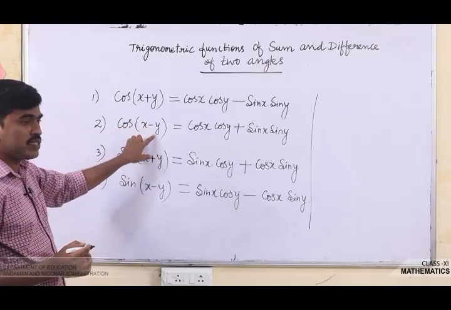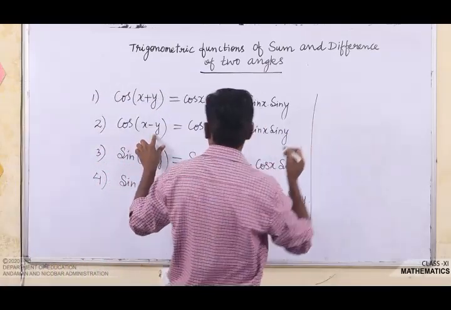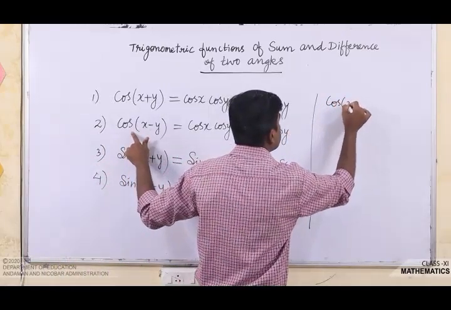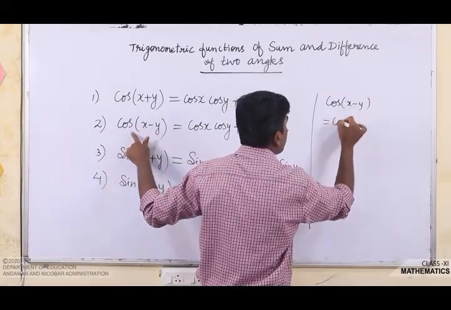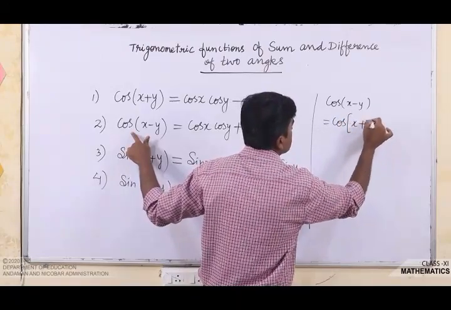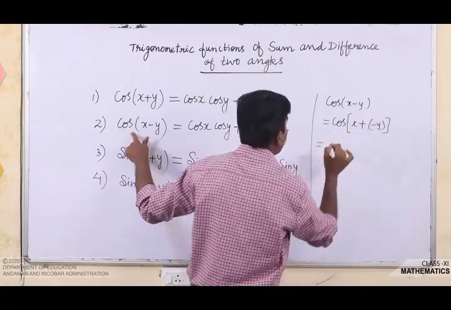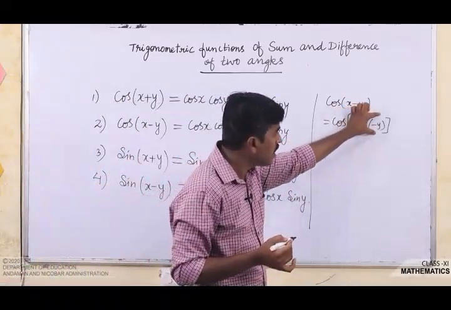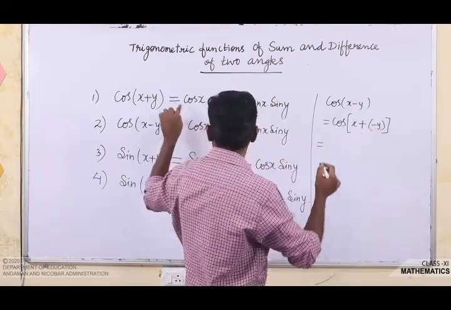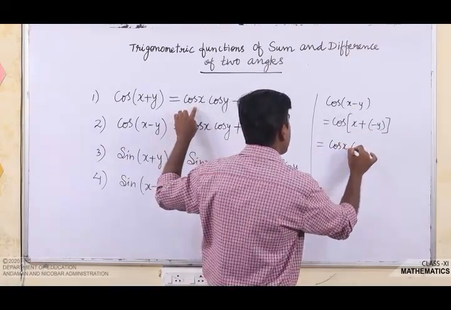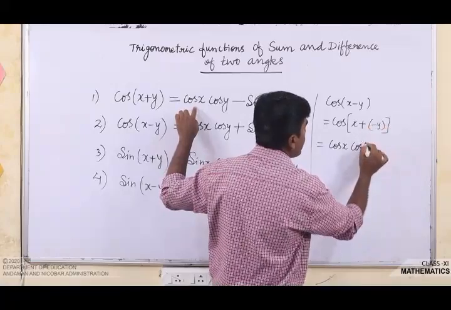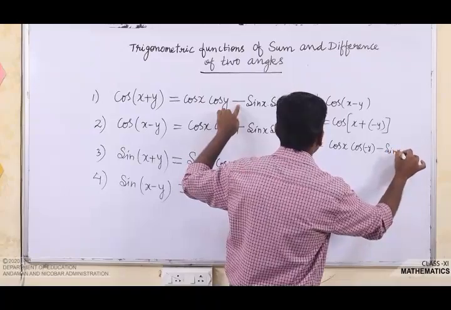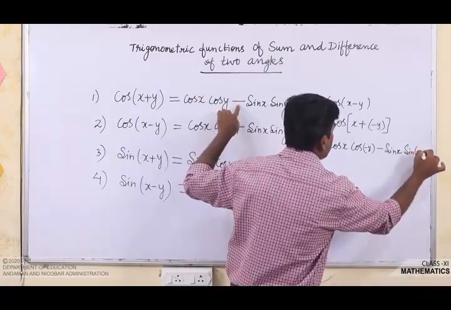It is cos of x minus y. Now how to prove this? Cos of x minus y is equal to cos x cos y plus sin x sin y. We can write cos of x minus y as cos of x plus minus y. Now we can use the first formula, that is cos of x plus y, and in place of y we take minus y. So that is equal to cos x cos of minus y, minus sin x sin of minus y.